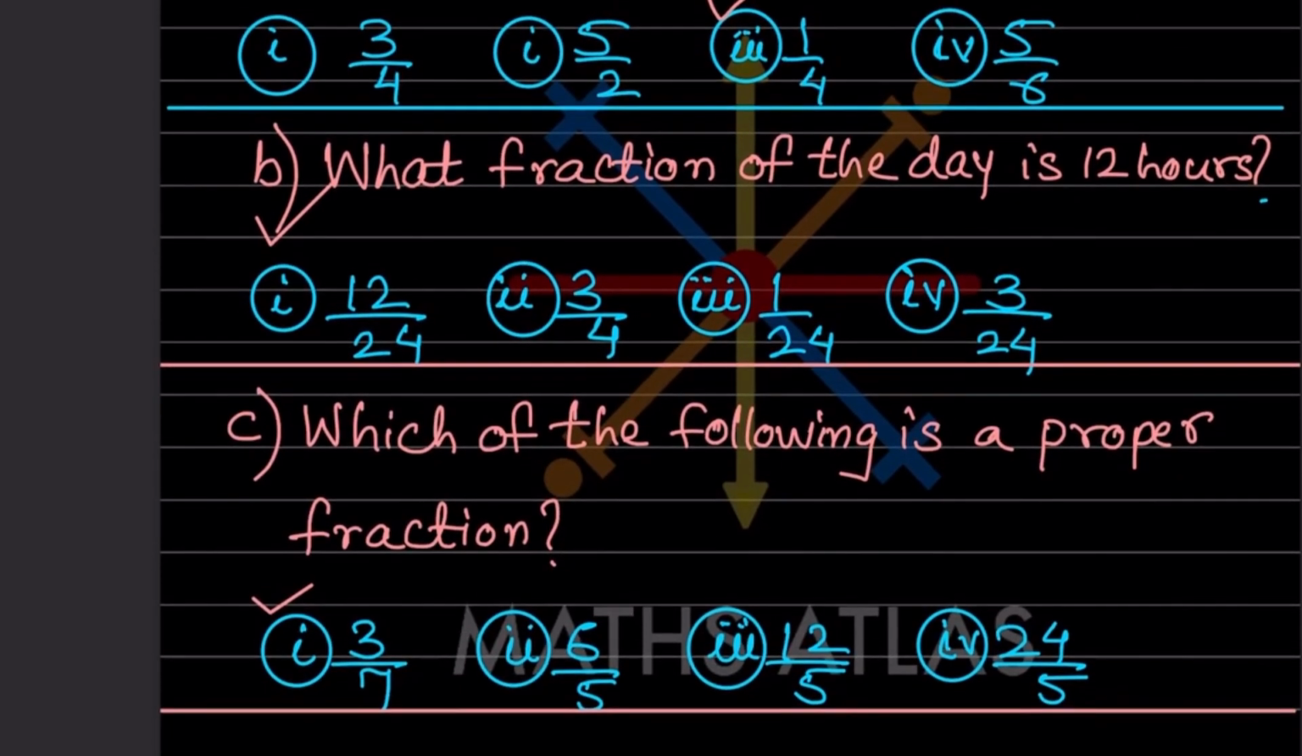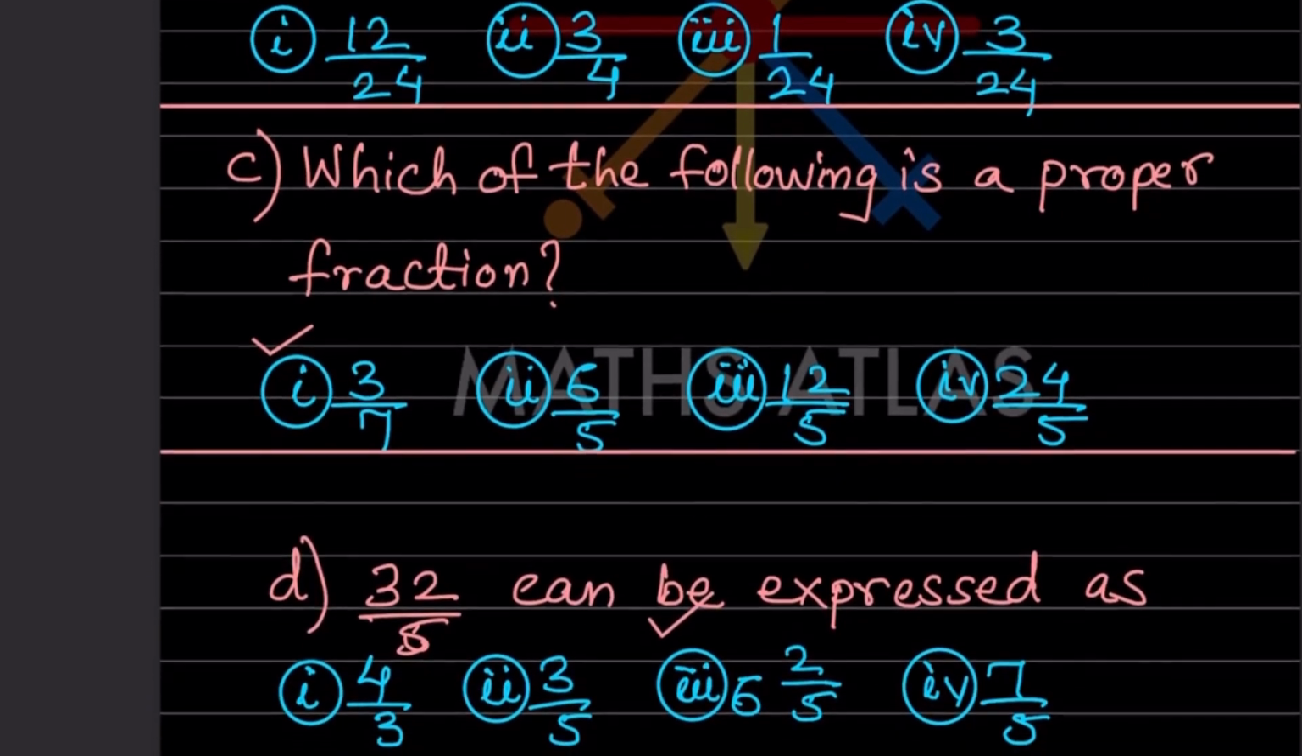So what fraction of the day is 12 hours? So now, 12 hours means 1 day is 24 hours. So always whatever the total is, that should be in the denominator, and 12 means this one. So the correct option is going to be 12 by 24 here. Hope you got it, because this is of the day, and 1 day has 24 hours. So here 24 hours and this is 12. So always, because this will be the total, it should go in the denominator.